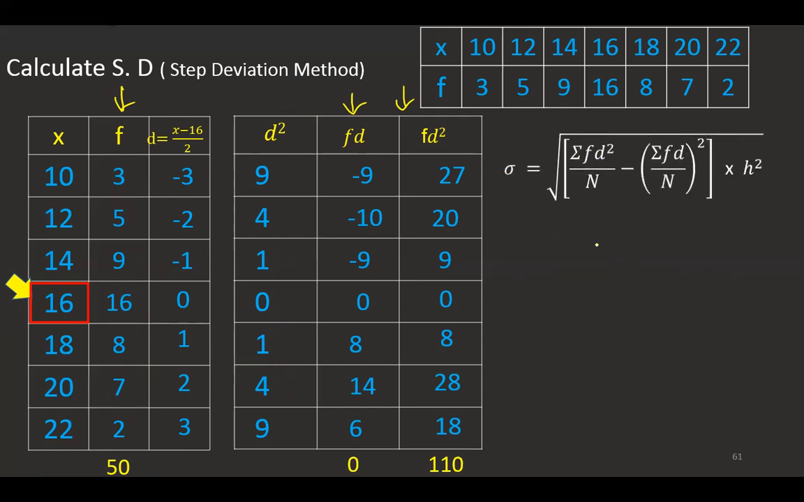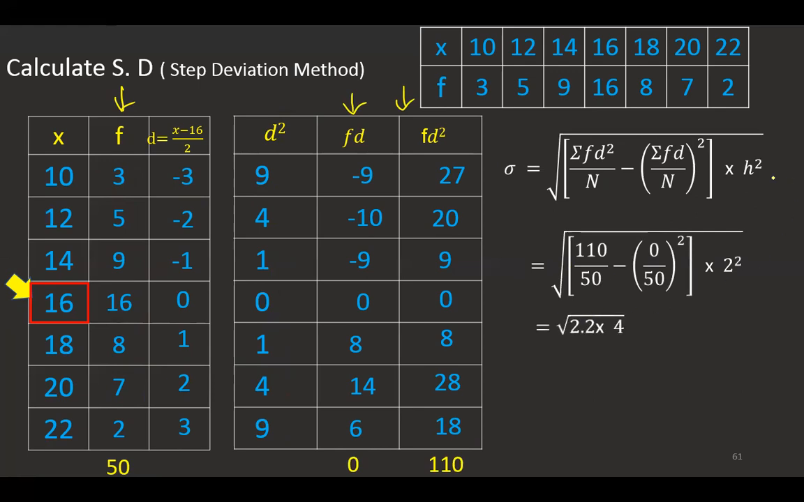Now I'm going to substitute the values just like the previous example. Only one point you have to remember: this h square should be within the square root, inside. Now this is h here, whichever is given here, 2, that is h square. So 110, this FD square column total is 110. Now FD column is 0, I'm putting 0 here. This 50 is sigma F, that is written as N. So 2.2 into 4, which gives you 8.8. For that, I'm going to find the square root, 2.97.